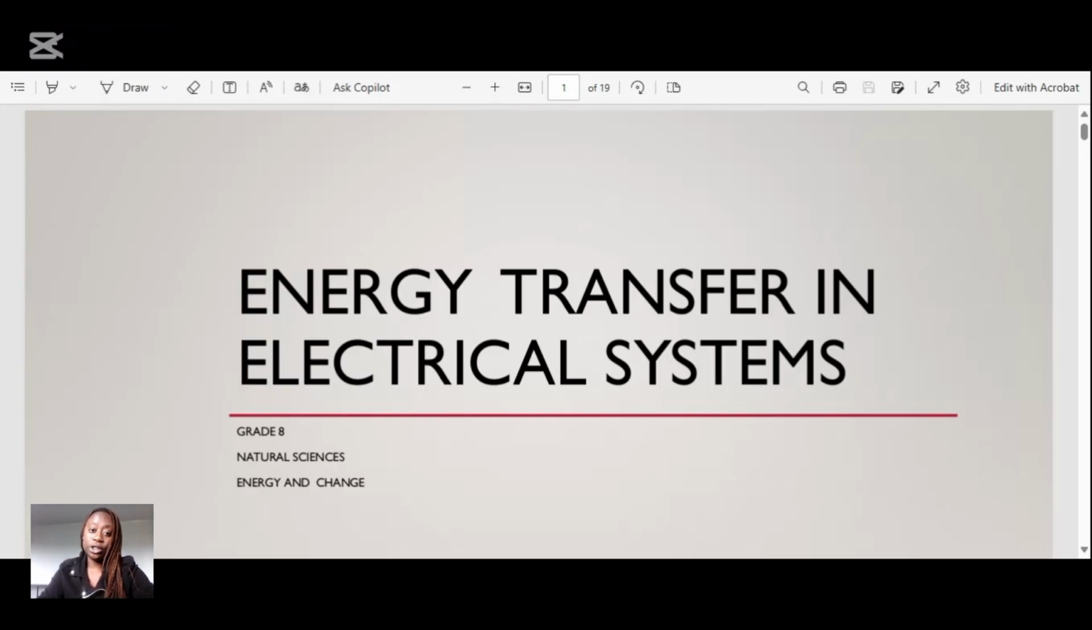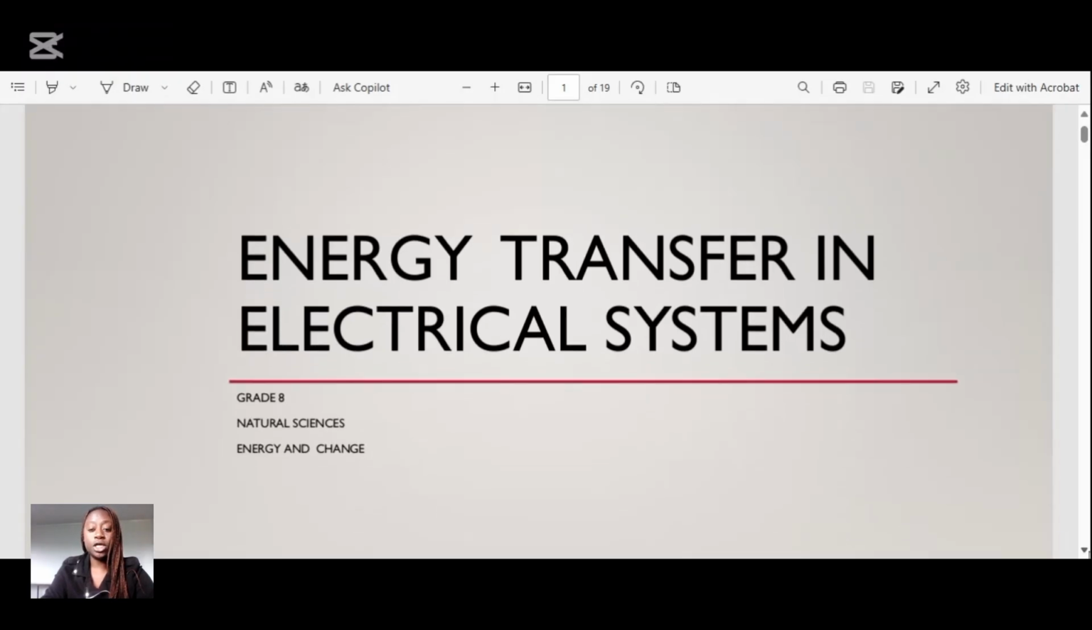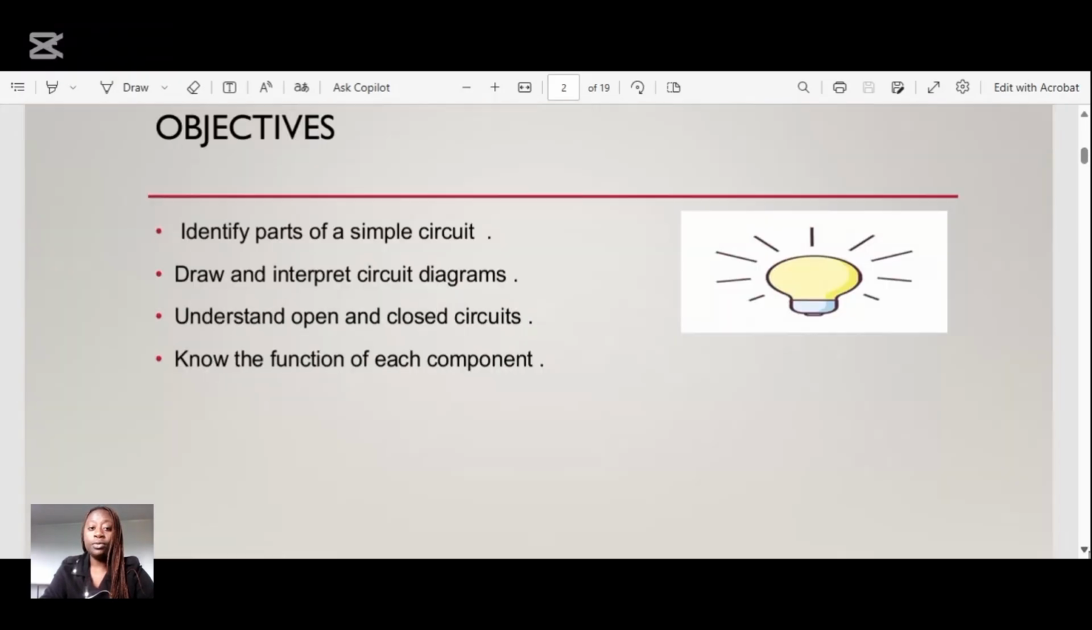Today I'm going to teach you about energy transfer systems, which is under the topic of energy and change. What we need to understand after this lesson is to be able to identify parts of a simple circuit, draw and interpret circuit diagrams, understand open and closed circuits, and know the function of each component.